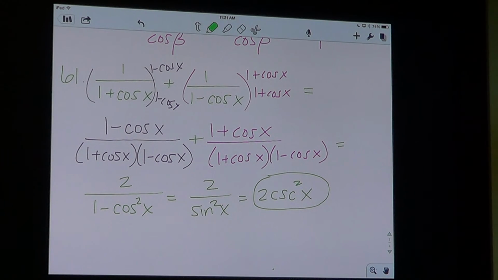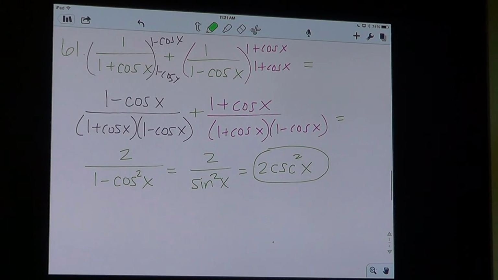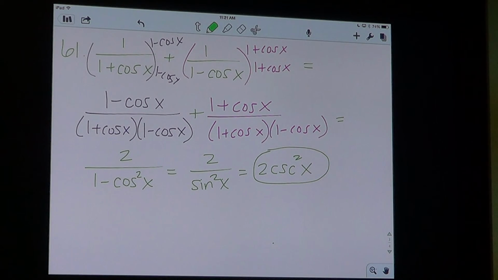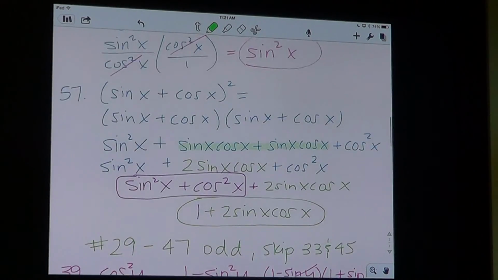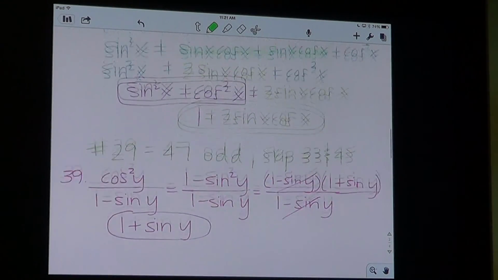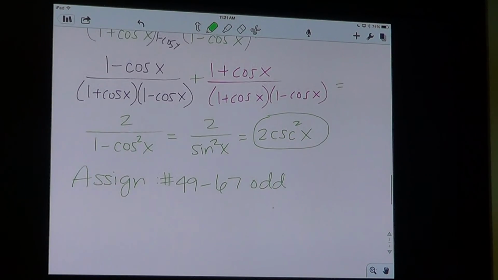I think I'm just gonna let you guys loose on that, and then we can go over questions as you have them. Do the homework. So we're just doing all the odds from 49 to 67, whichever ones we didn't do together. We did 57 and 61.